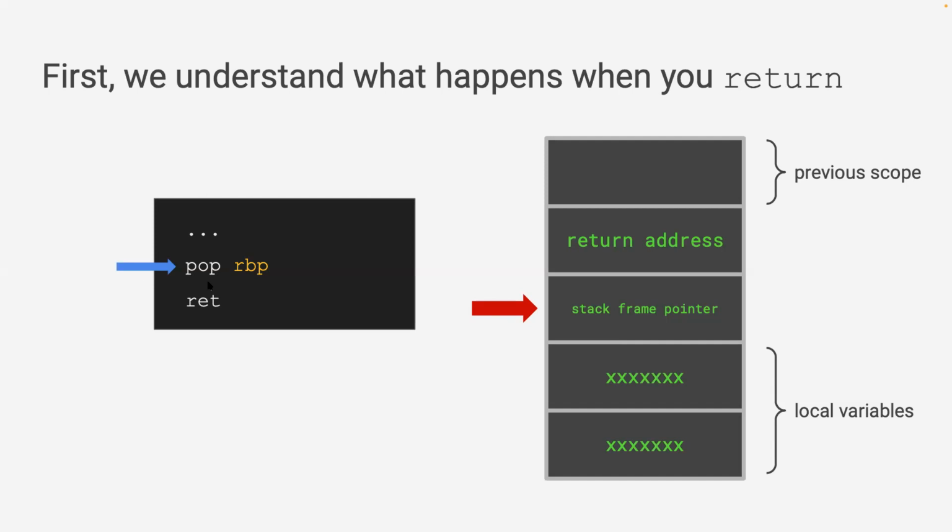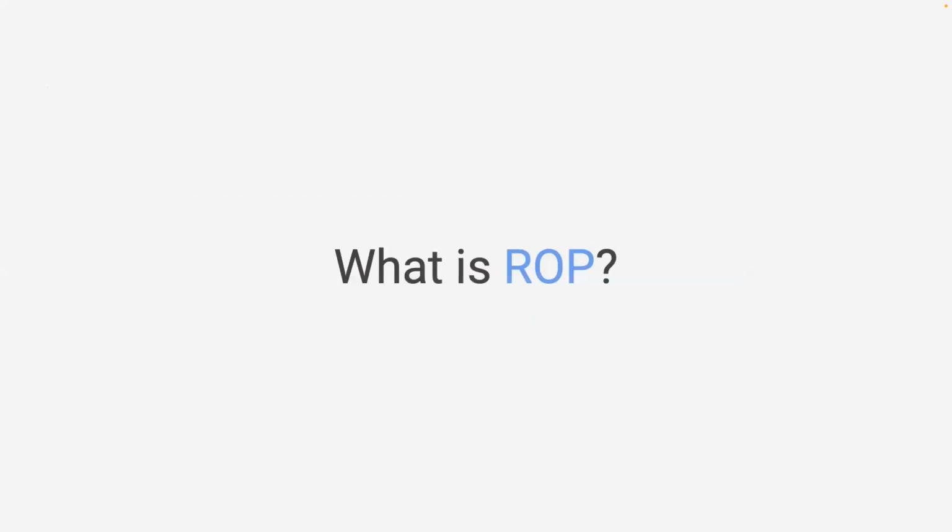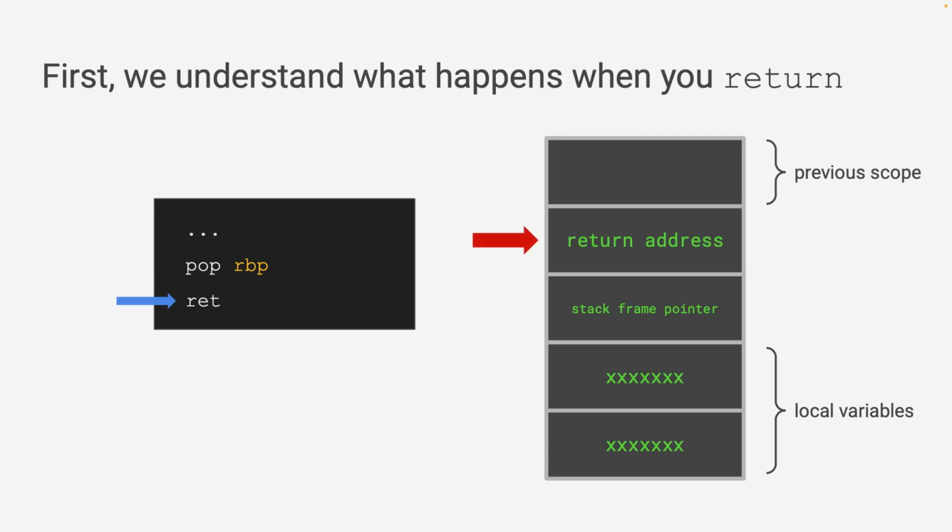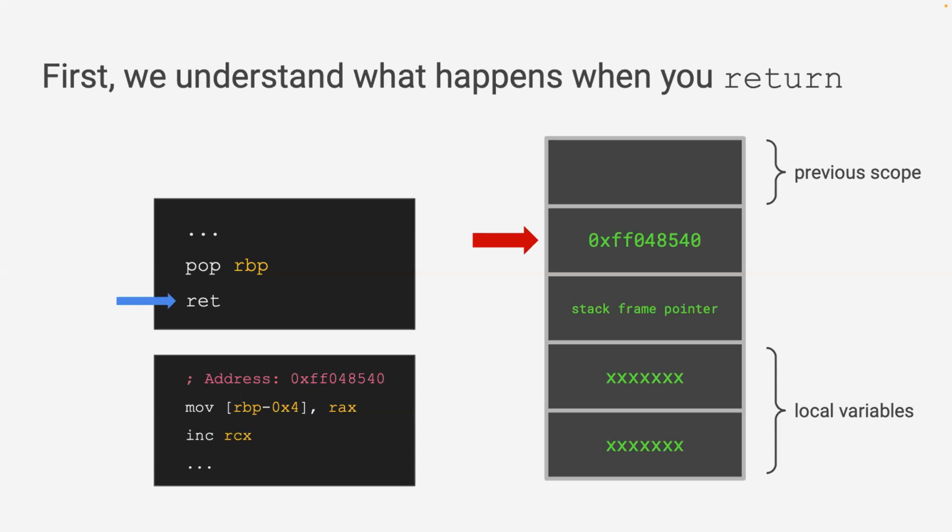So when we hit pop RBP, it pops this stack frame pointer and stores it into the register RBP. And then when we go to the return instruction, it takes this return address and pops it into the instruction pointer. So if we have an actual value there, it will make the instruction pointer point to that address. So it becomes something like this.